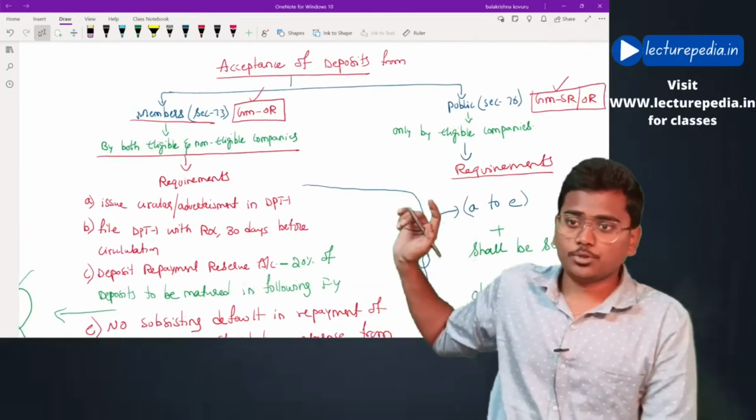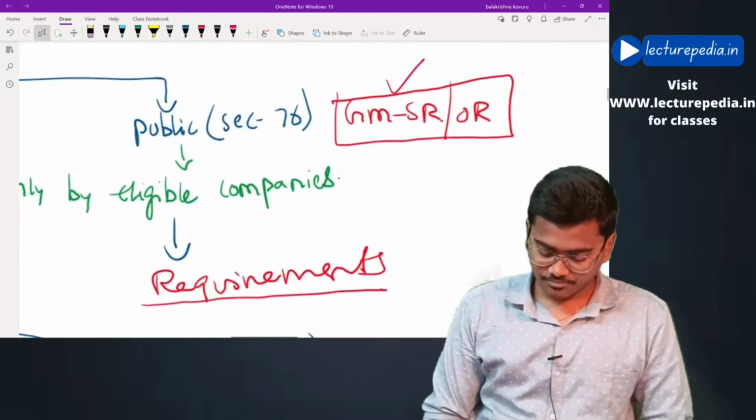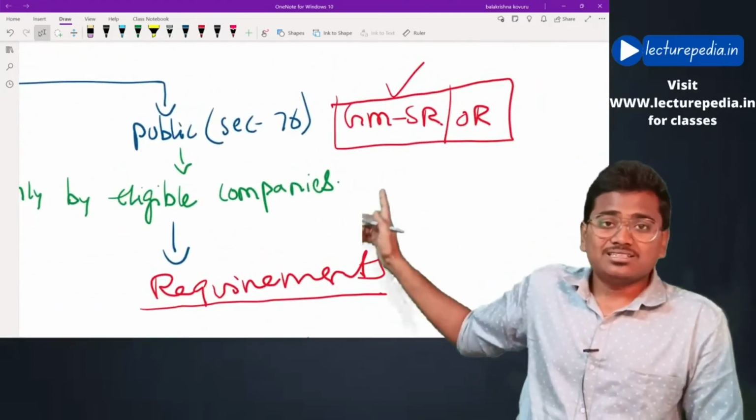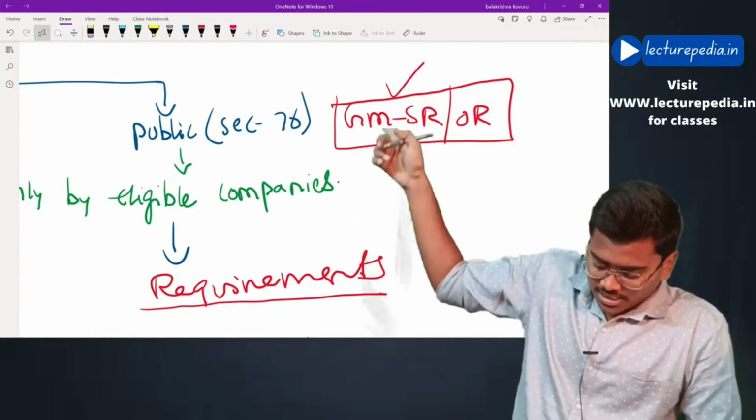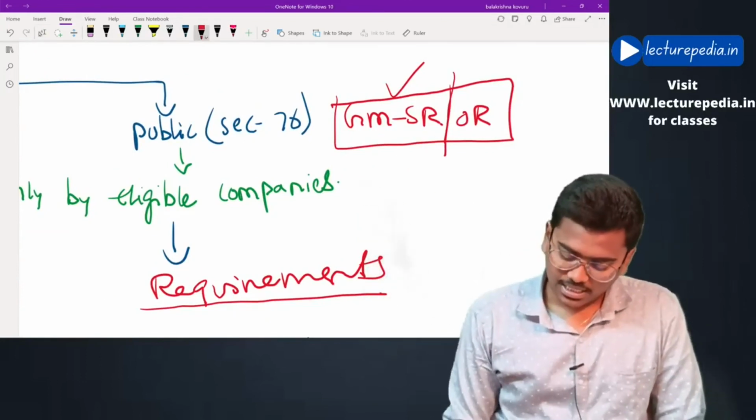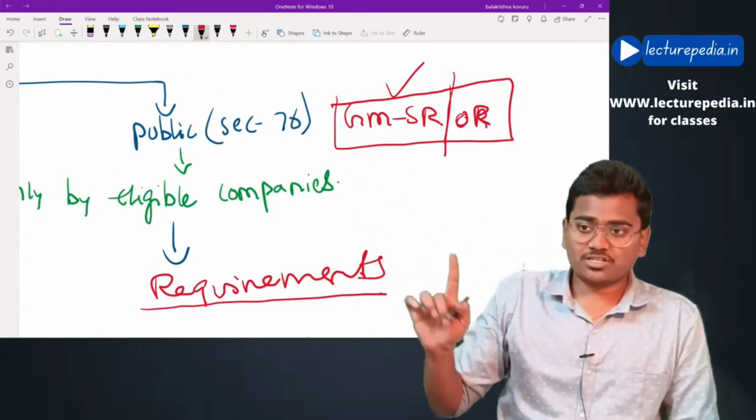Now what you will do is, first of all, you go to this chart, acceptance of deposit chart. In this chart here, earlier you would have written general meeting special resolution, there you keep this mark and write ordinary resolution. First of all make that change.